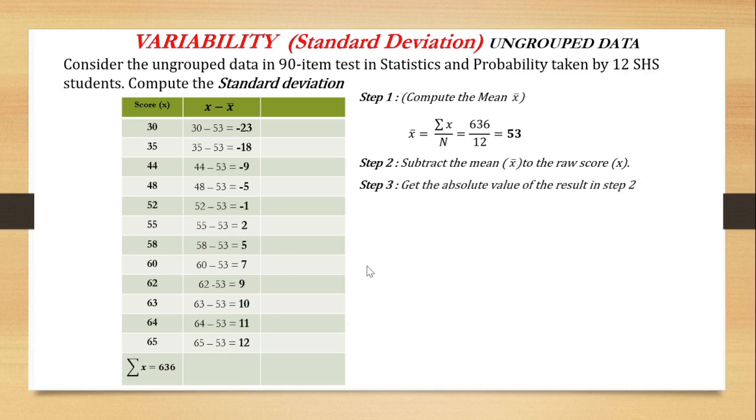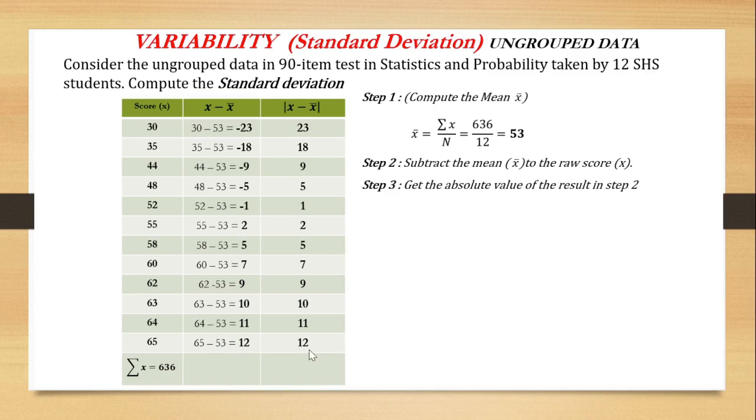Step 3. Get the absolute value of the results in step 2. As you have noticed, all of the values are now positive. It is because we got the absolute values in column 2.